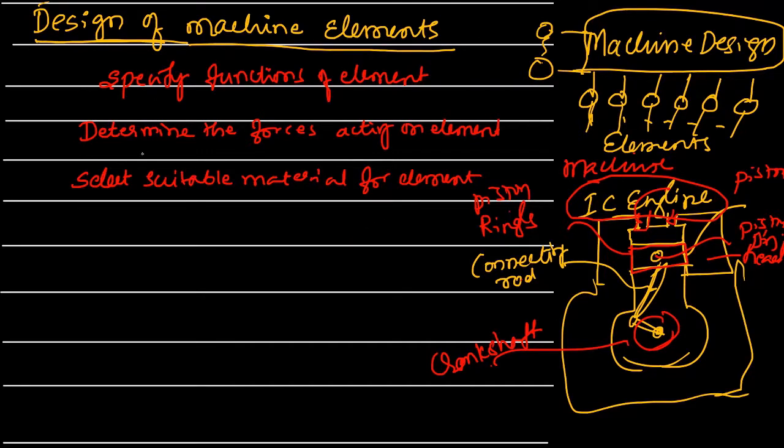Now, once you have selected the force and the material, you can easily find out the failure modes based on the force as well as the material properties. So, determine the failure mode of the element. For example, whether the component is subjected to twisting moment, bending moment, or direct loads. Based on that you can decide what type of failure mode is going to take place.